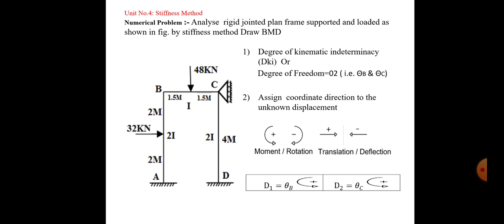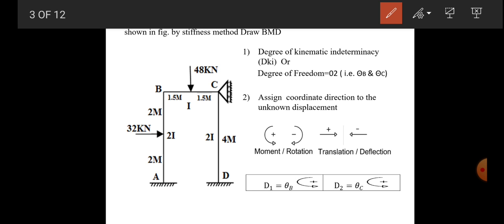Numerical problem as follows: analyze the rigid jointed plane frame supported and loaded as shown in figure by stiffness method. Draw bending moment diagram. In the given figure, a rigid jointed frame is given. AB column of 4 meter is loaded with the 32 kN point load at the midspan. Length of AB is 4 meter and moment of inertia is 2I.